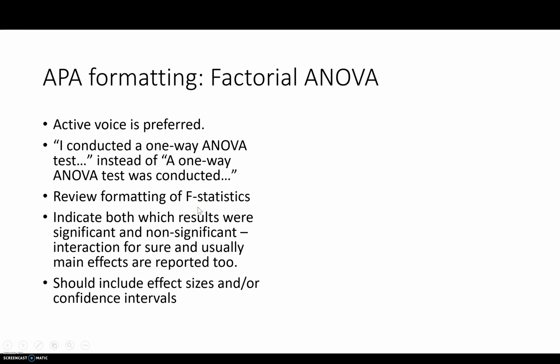You'll need to report F statistics for main effects and interactions, especially the interaction. I usually see main effects reported too. Often that's just a control that your particular experiment is behaving as you expect it to. And you should indicate effect sizes, which in our case we'll use eta squared.